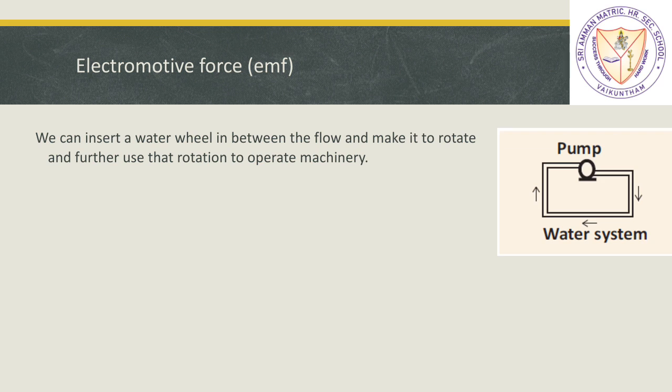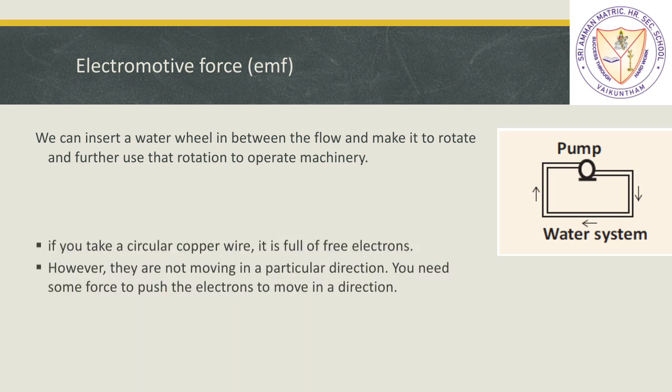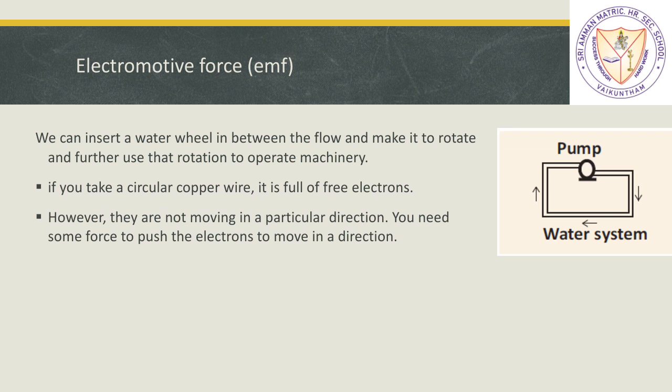So similarly, if you take any circular copper wire, it will be full of free electrons. Okay. Now, however, they will not be moving in a particular direction. You need some force to push the electrons to move in a direction. So current, when we are studying, will exist if the electrons and the charges are moving in one particular direction, and that flow will be called electric current, right?